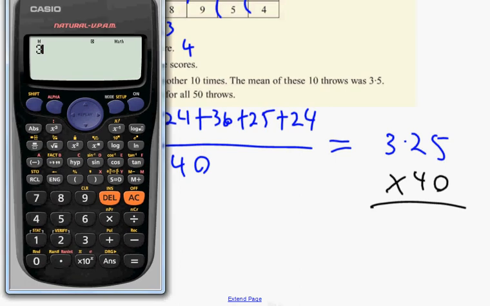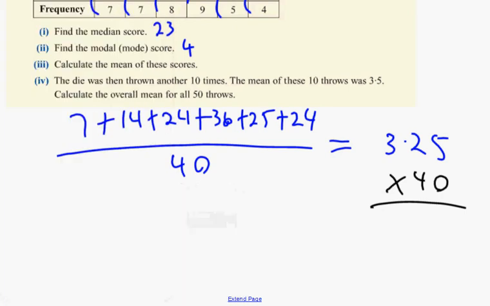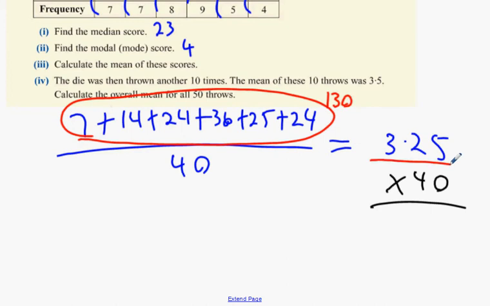So 3.25 multiply by 40, 130. Is everybody happy enough with that? So, in the previous part, all of this together would have added up to be 130. We would have divided it by 40 to get 3.25. Now we have 130 points total.